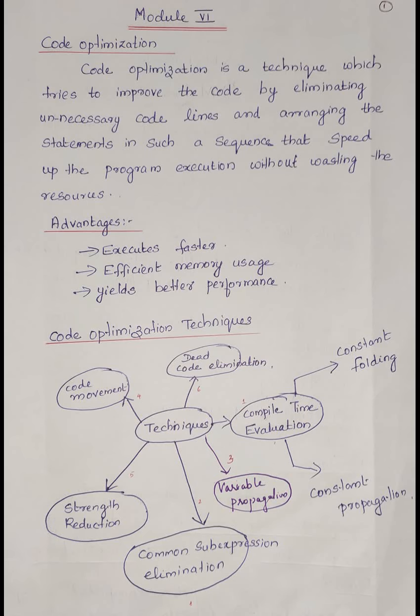Now, code optimization techniques. The techniques mainly consist of compile time evaluation, which can be classified as constant folding and constant propagation. Then common sub-expression elimination, variable propagation, code movement, dead code elimination, and also strength reduction. These are the code optimization techniques.